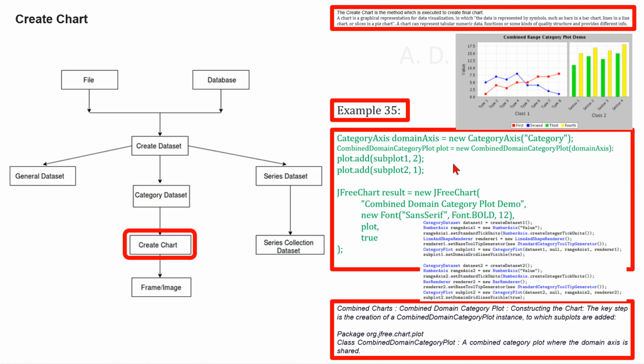The demo application, for example CombinedCategoryPlotDemo1.java, available for download with the JFreeChart developer guide, provides an example of how to create this type of chart. The key step is the creation of a CombinedDomainCategoryPlot instance to which the subplots are added.